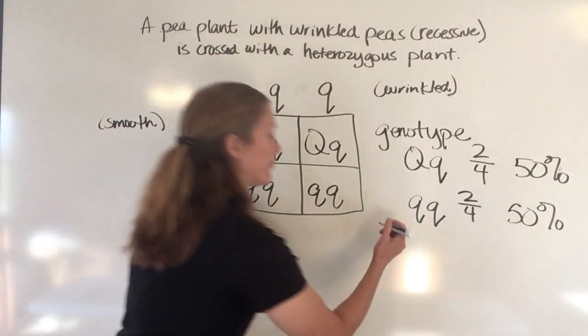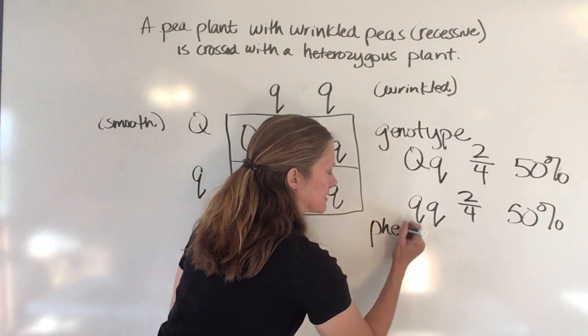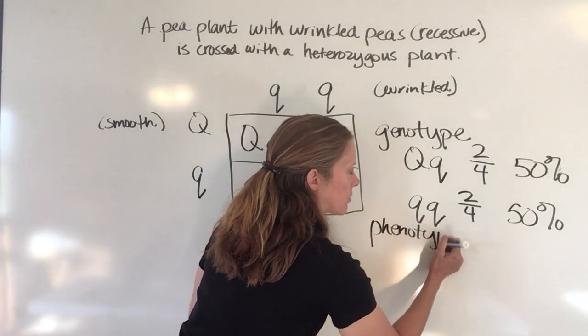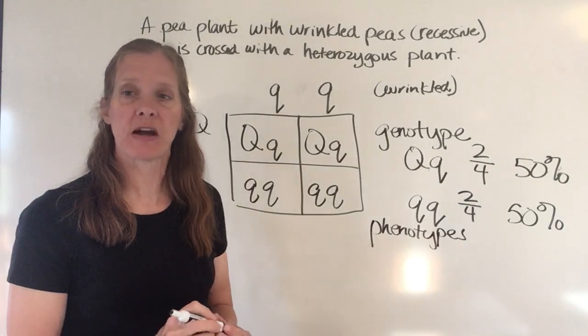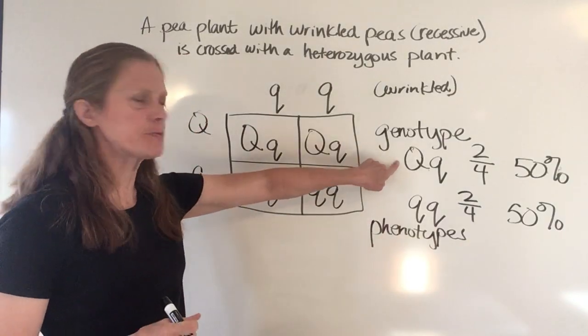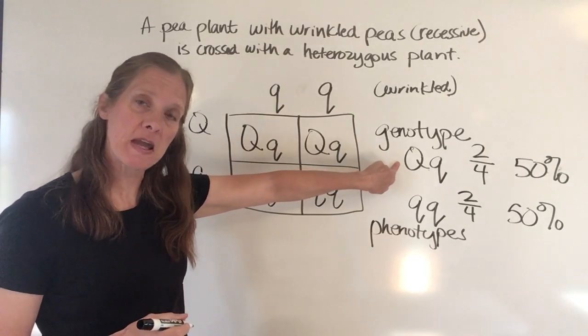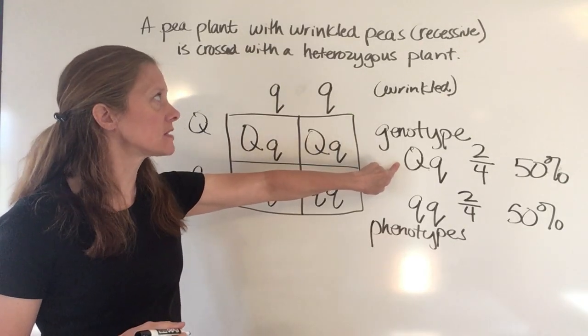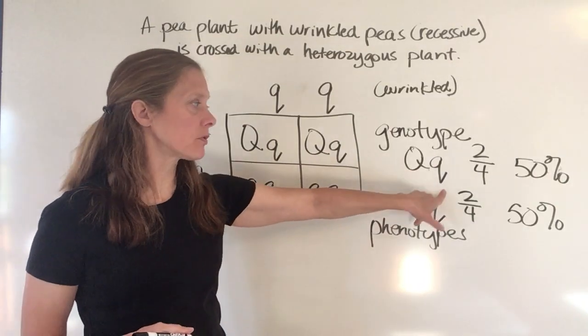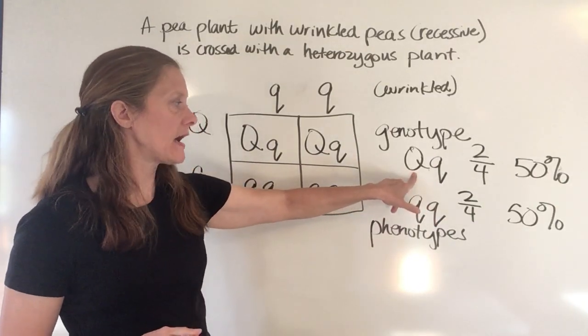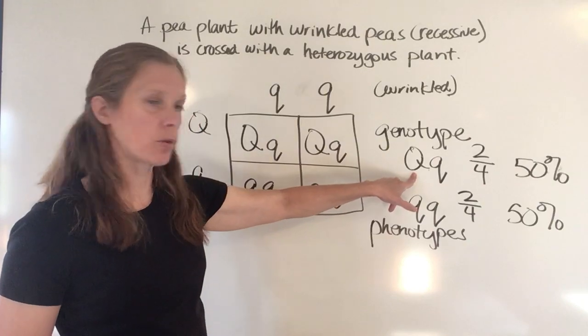Now, what are the phenotypes? Because in some instances, we might almost classify the phenotypes as being more important because that's what the plants are actually going to look like. Well, what are these plants going to look like? Are they going to have smooth peas, or are they going to have wrinkled peas? Well, this allele is going to overpower this one. This one is dominant, and so the dominant trait is the one that's going to show up.